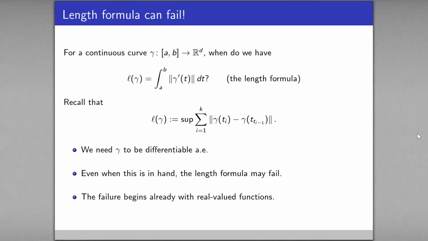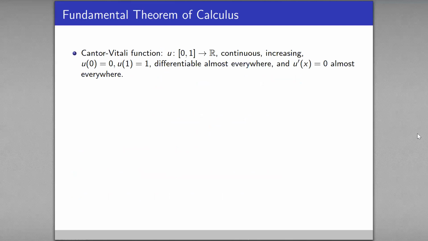The fundamental theorem of calculus can fail for reasonably nice functions. The most famous one is the Cantor-Vitali function, built based on the Cantor set. There are explicit ways of constructing it. The Wikipedia article has it already. So this is a continuous and increasing function defined on the unit interval. And without loss of generality, it goes from value 0 to 1 at the end of the interval. It is differentiable almost everywhere, and the derivative is 0 almost everywhere.